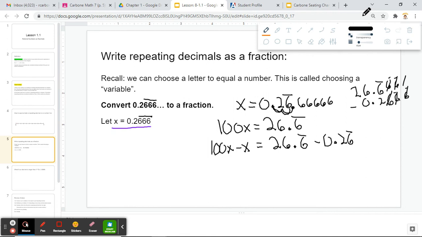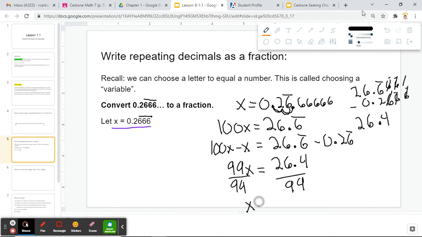26.6 minus 0.2. Okay, so 6 minus 2 is 4. We're going to bring our decimal down here. 6 minus 0 is 6, and 2 minus 0 is 2. So you get 99x is equal to this number right here, 26.4. All right, now we could just divide both sides of our equation here by 99 because we want to solve for x. And we get x is equal to 26.4 over 99. If we want to go into our calculator right here and check this, there you go. We do get 0.26 continuing, which is what our number was originally equal to.